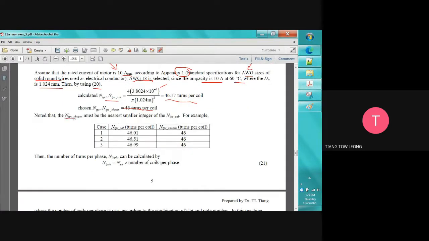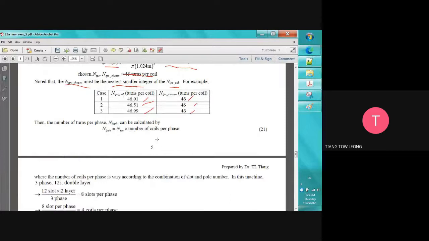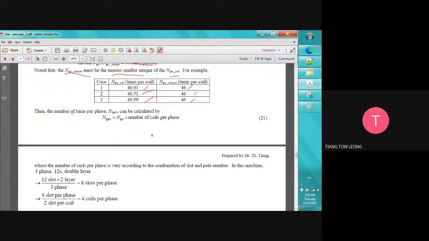The number of turns per coil chosen must be the nearest smaller integer to the number of turns per coil in calculation. So for example, this is 46.01, we still choose 46. 46.51, we still choose 46. 46.99, we still choose 46. Just now we only looked at the number of turns per coil.